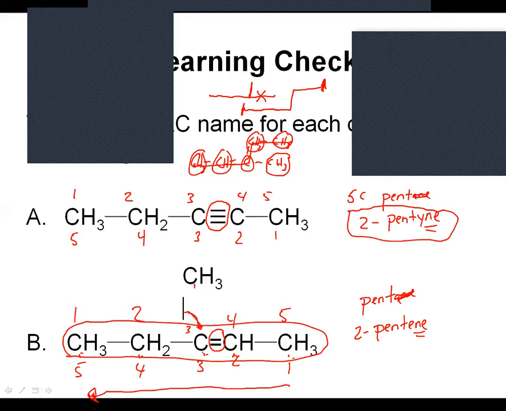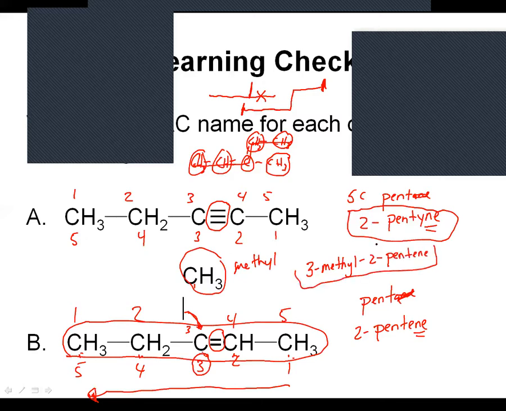And when we do that, that means that this group here, which is a methyl group, will now get locked into carbon number... it technically should be hanging out at carbon number 3. And putting all that together gives us 3-methyl, again, a dash between a number and a letter, dash 2-pentene. Any question on those two there?